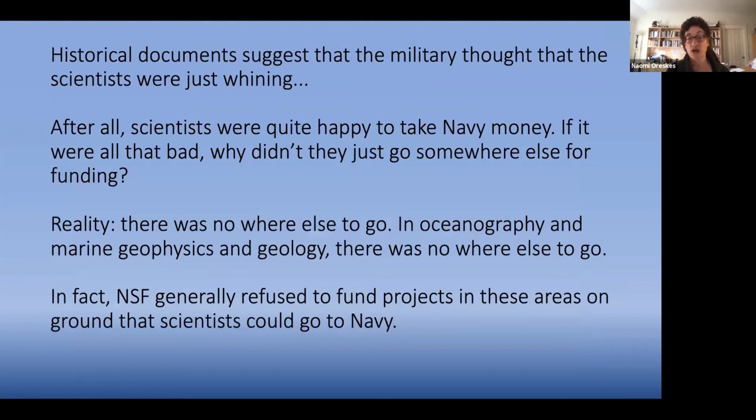Now, historical documents suggest that the military thought that the scientists were just whining. After all, scientists were quite happy to take Navy money, and if it was all that bad, then why didn't they just go somewhere else? Well, of course, the reality was that there was nowhere else to go. In oceanography and marine geophysics and geology, there was no other funder for this kind of work. In fact, some scientists did try to go to NSF, and in general, NSF refused to fund projects in these areas on the grounds that the scientists could go to the Navy.